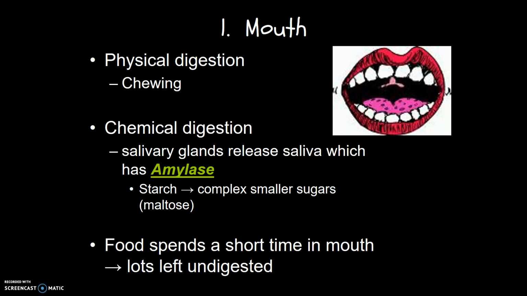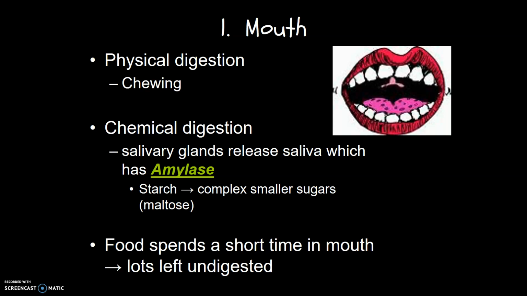Now, where does the entire process of digestion begin? It begins in the mouth. The mouth performs both physical and chemical digestion. So in terms of physical digestion, actually chewing up the food that we put into our mouths into smaller pieces, and chemical digestion. One example of chemical digestion that's going on in the mouth is that our salivary glands release saliva, which contains the enzyme amylase.